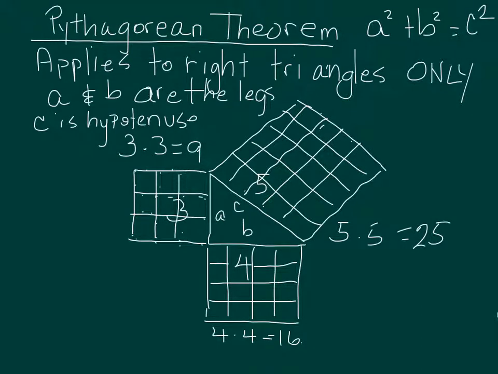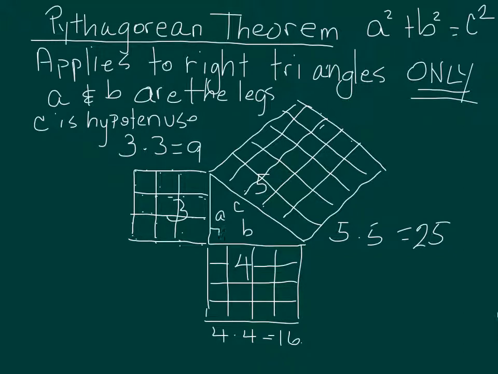In this video, we are going to go over the Pythagorean Theorem, which is a squared plus b squared equals c squared. Now, some of this is going to be a review from what we've done in class. So let's go over it. The Pythagorean Theorem applies to right triangles only. You're going to have to keep that in mind.